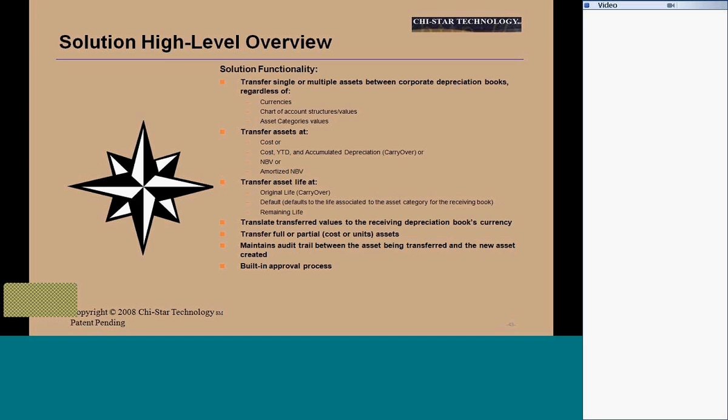Other benefits include that the translation of the values is automatic. You will see that in real time on the form what the new value of the asset is. You could transfer full or partial transfer of an asset, and you maintain an audit trail between the asset being transferred and the asset created. And also there's a built-in approval process.